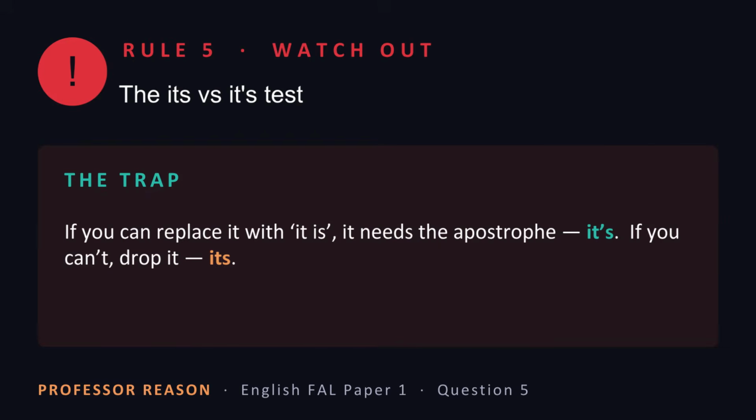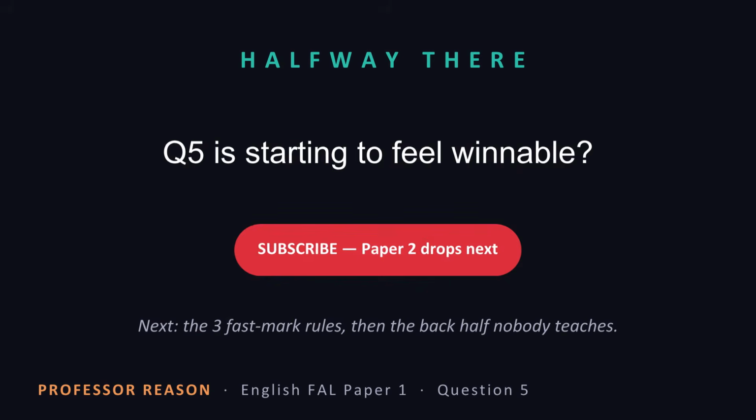The single biggest trap, and it was literally the first question in the 2024 question paper, is its versus it's. The paper wrote, its the perfect occasion. The correction is it's, because it means it is. Here's the test. If you can replace it with it is, it needs the apostrophe. If you can't, drop it.